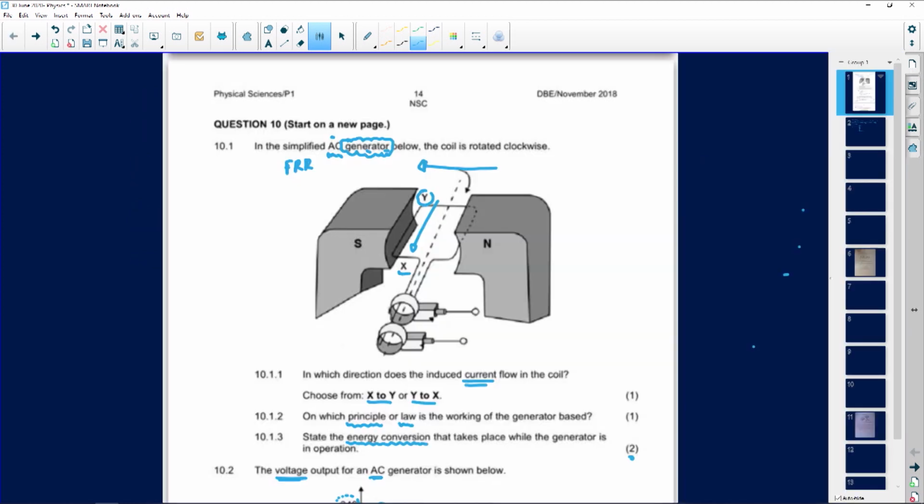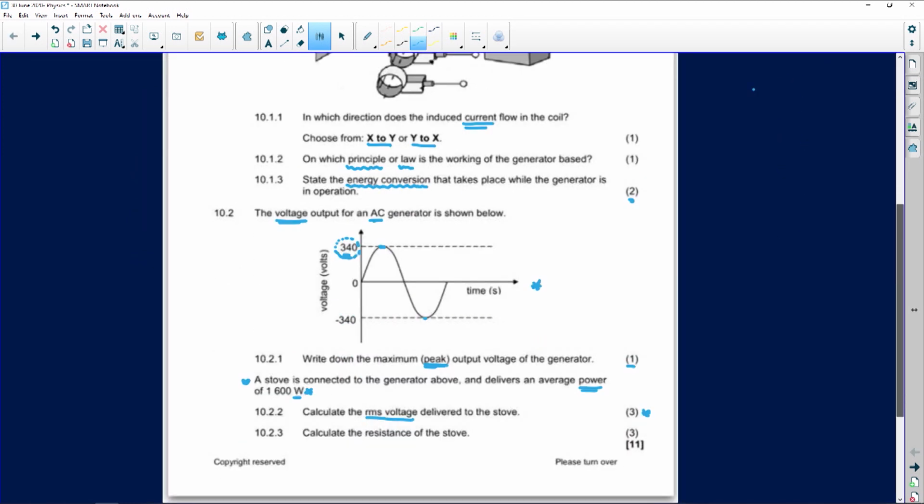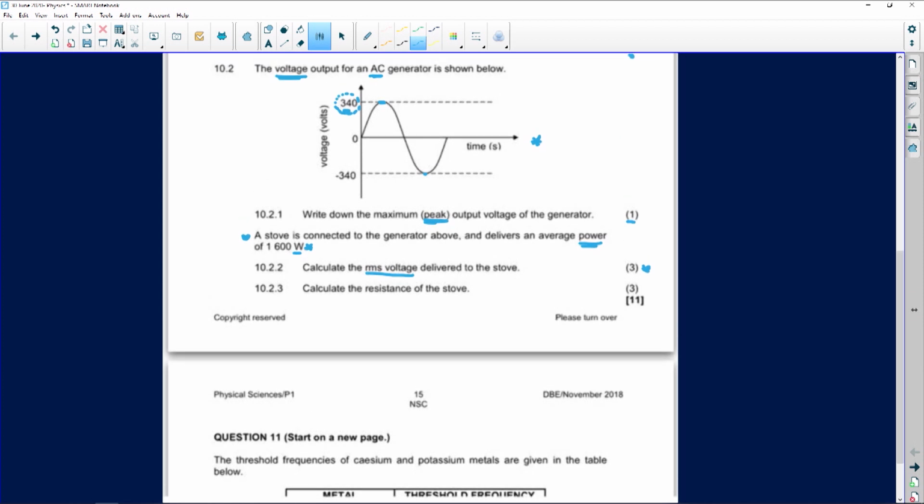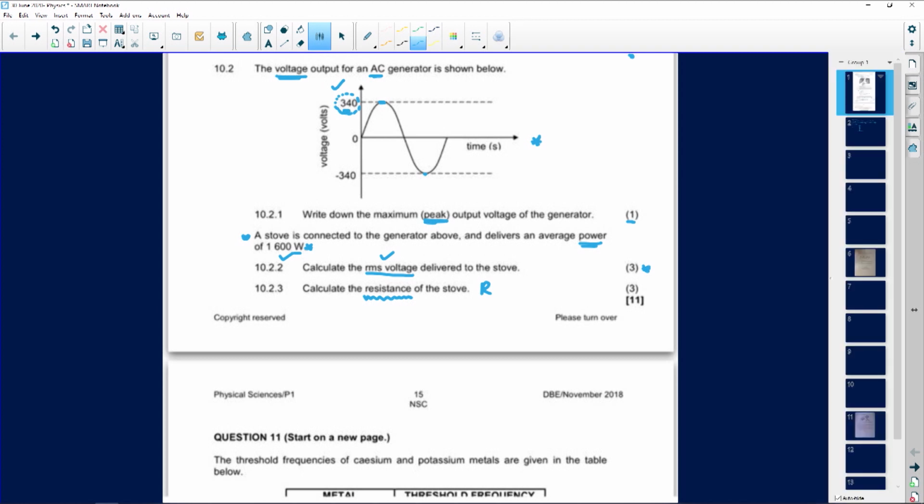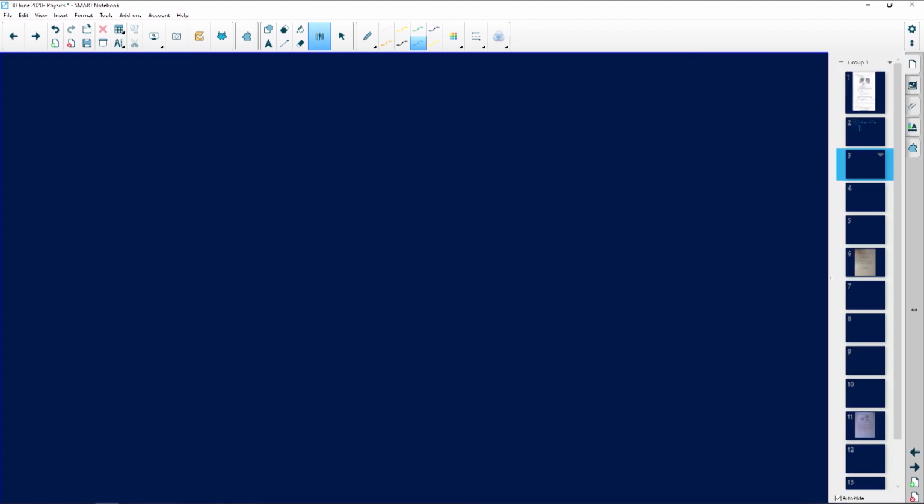So let's look at the next question. I think that's our last question. The last question says we must calculate the resistance of the stove. So what do we have now? We have our Vmax, we have our power, we just calculated VRMS. Now I'm looking for resistance. Taking it back from electricity, resistance is with an R. So I'm going to go to my formula sheet, find a formula that I can use, and I'm just going to plug everything in.